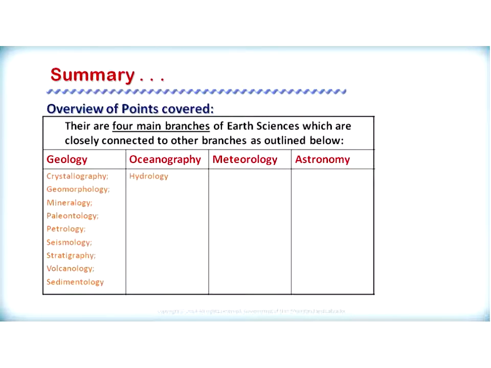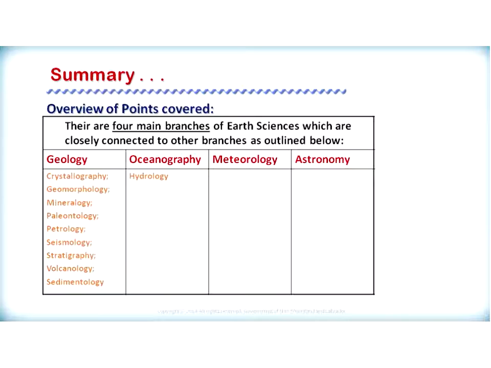In summary, the overview of points covered. There are 4 main branches of Earth sciences which are closely connected to other branches outlined below. Geology will be one of the main branches that focus on solid Earth. Oceanography will be the main branch of Earth science that focuses on the liquid Earth. Meteorology will be the main branch of Earth science that focuses on gaseous Earth, and astronomy is the main branch of Earth science that focuses on space.